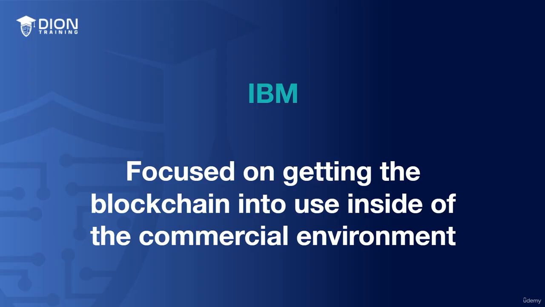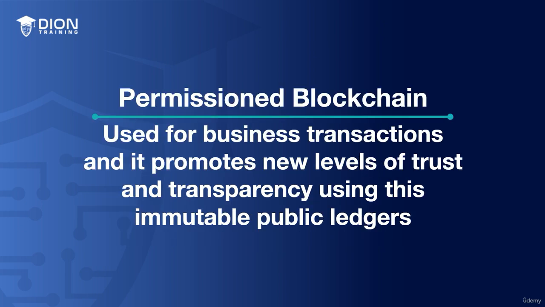Now, in addition to talking about cryptocurrencies with the blockchain, there are also commercial uses for the blockchain too. One of the biggest names out there who really likes to push the blockchain is IBM. IBM is really focused on getting the blockchain into use inside of the commercial environment. And one of the ways they've been doing this is by using what is called a permissioned blockchain. A permissioned blockchain is going to be used for business transactions, and it promotes new levels of trust and transparency by using immutable public ledgers.